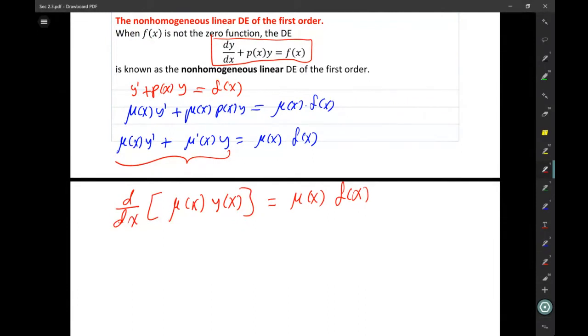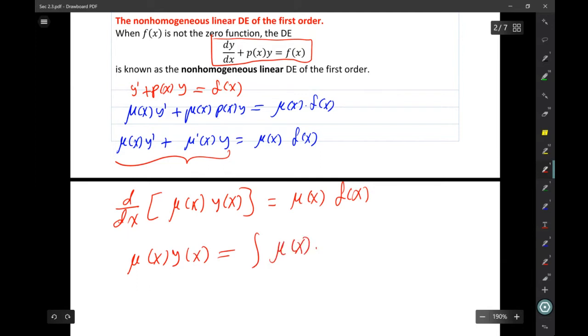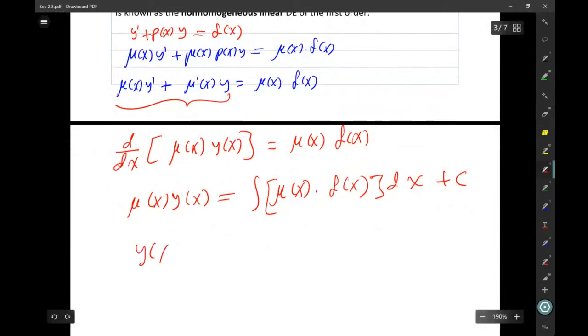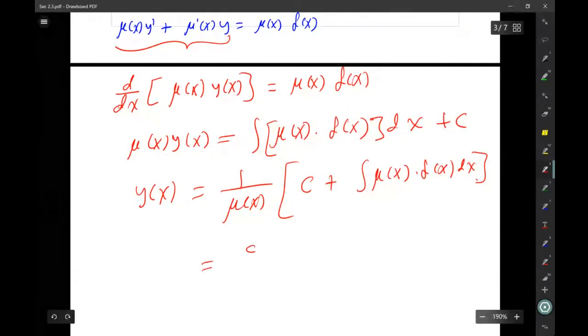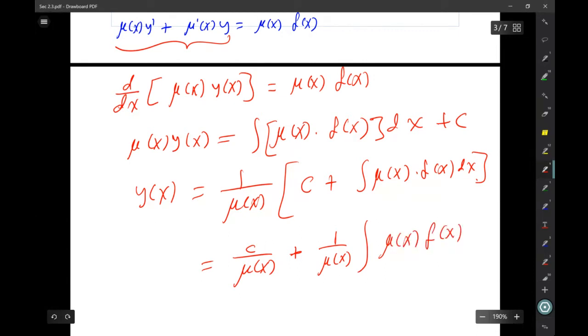Now, integrate both sides. It becomes mu of x times y of x is equal to the integral of mu of x times f of x with respect to x, plus a constant c. Divide both sides by mu, and y of x becomes 1 over mu of x times the constant c plus the integral of mu of x times f of x dx, which is equal to c times 1 over mu plus 1 by mu times the integral of mu times the function of x.